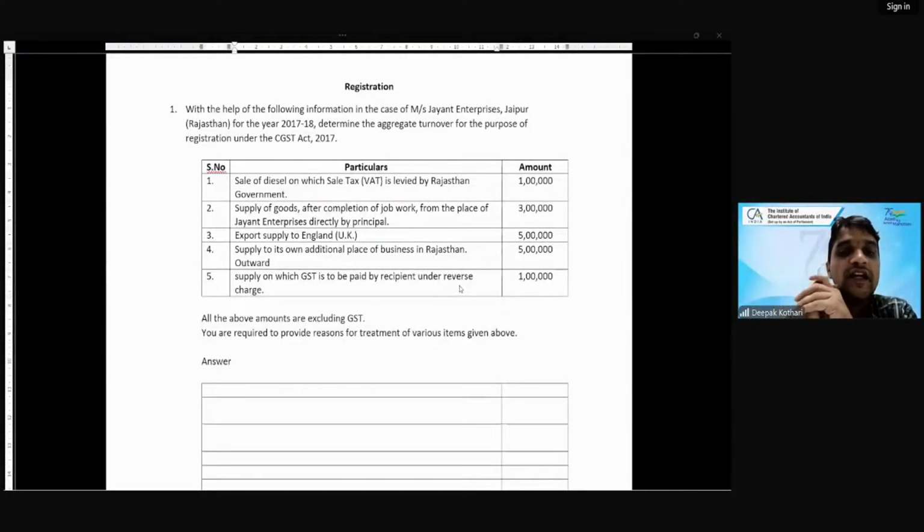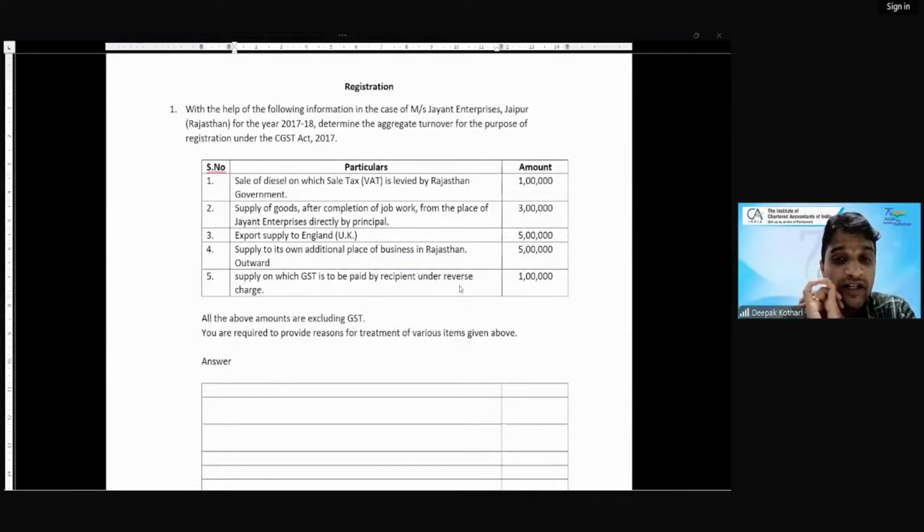So that's why sale of diesel on which VAT is levied by the Rajasthan government, 1 lakh rupees. These are all the values, not the taxes. Then supply of goods after completion of job work from a place of Giant Enterprises directly by the principal, for a worth of 3 lakh rupees. Export supplied to England, UK, 5 lakh rupees.